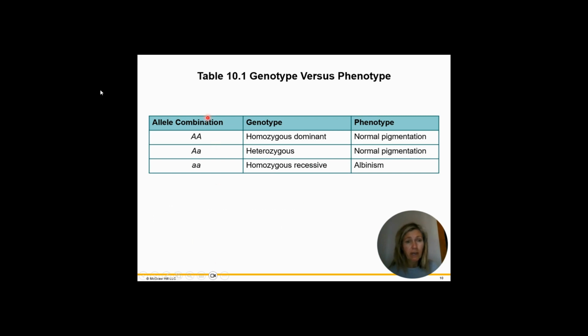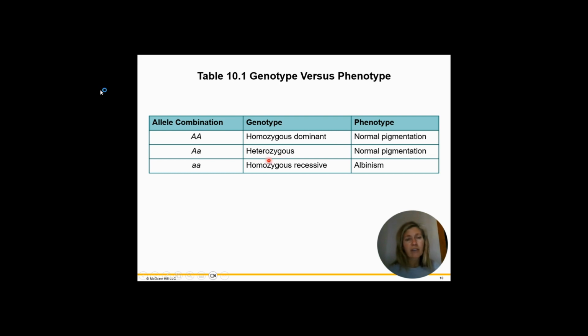So if we look at the genotype, it's going to be represented by the allele combination. So here your genotype would be 2 capital A's, which would be homozygous dominant. Homo meaning the same, and so both of them are the same. They're going to be dominant because they're capital letters. This is saying that it is normal pigmentation. You're going to have color in the skin.